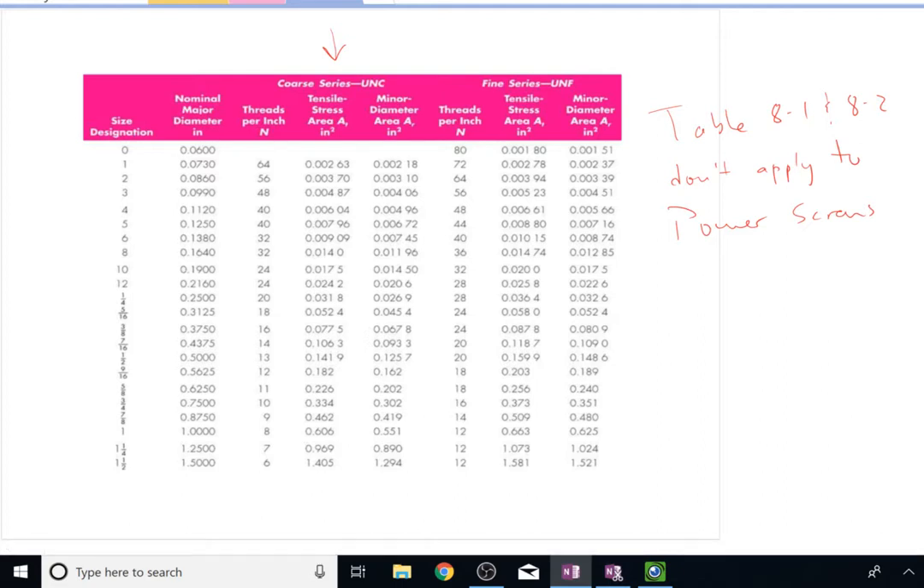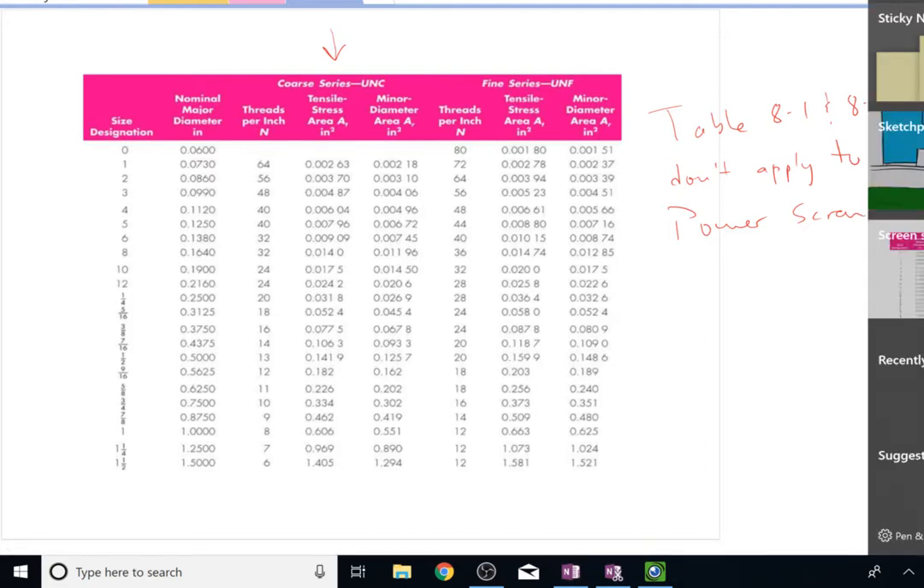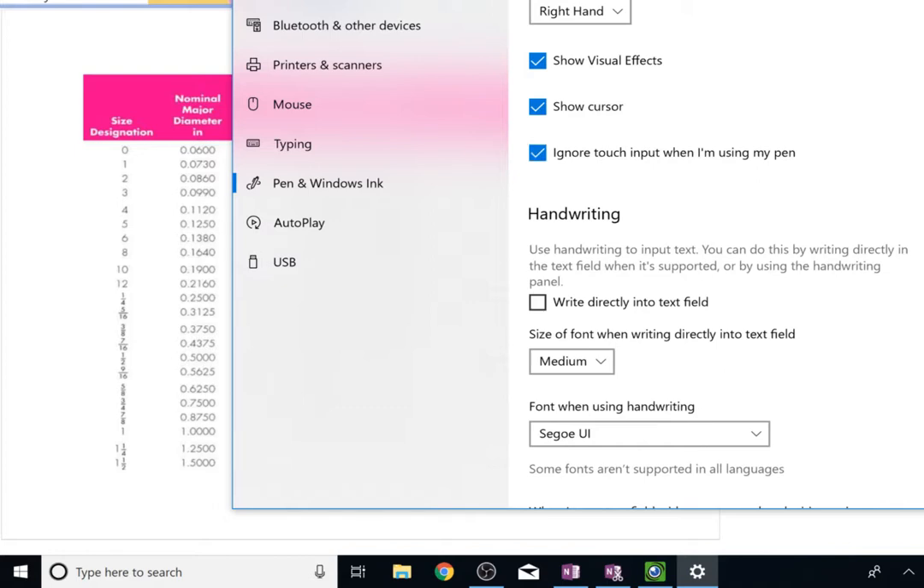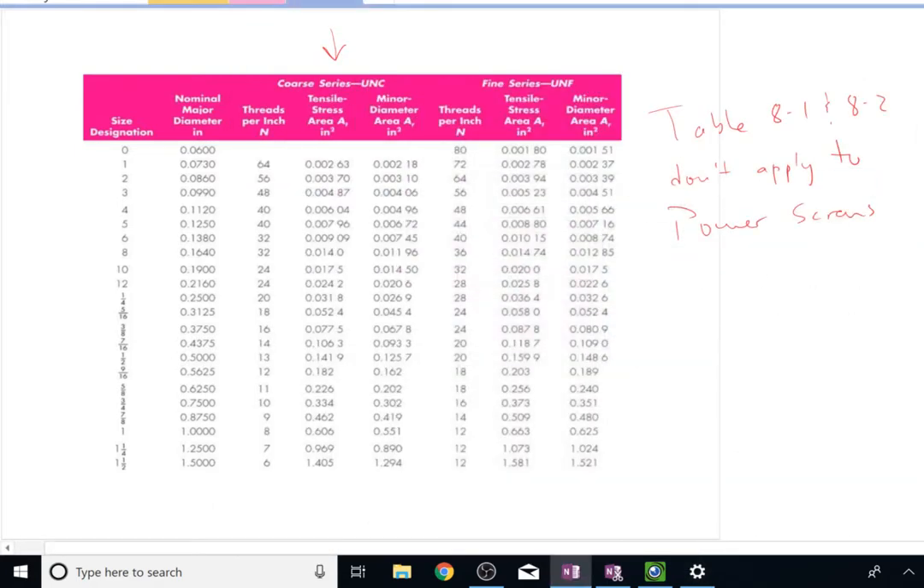I'm going to change one of my settings here. Bear with me. Ignore touch input when I'm using my pen. Done. Okay.